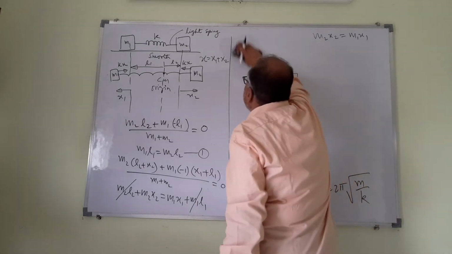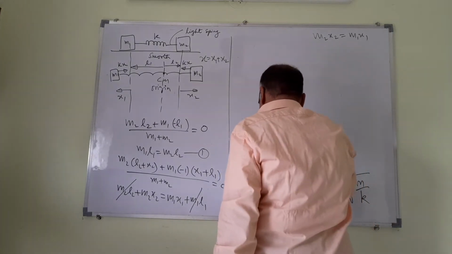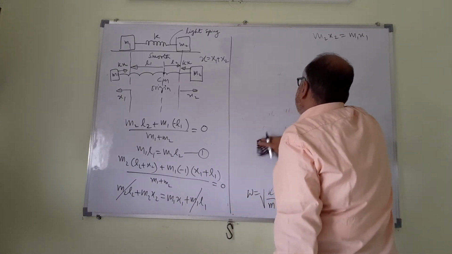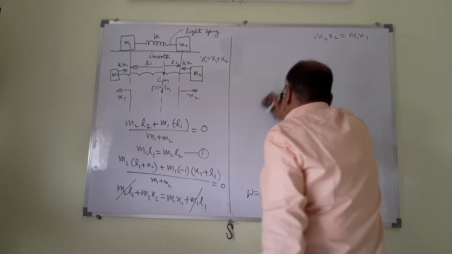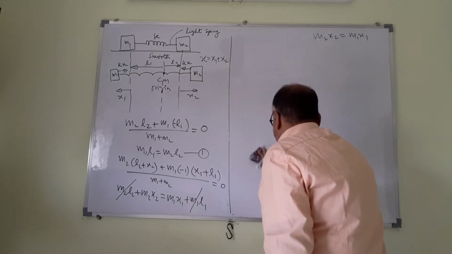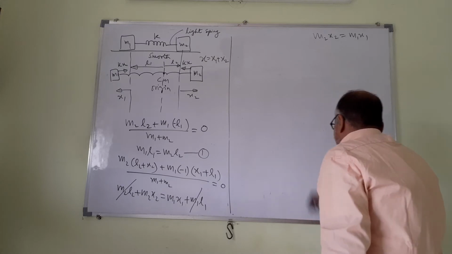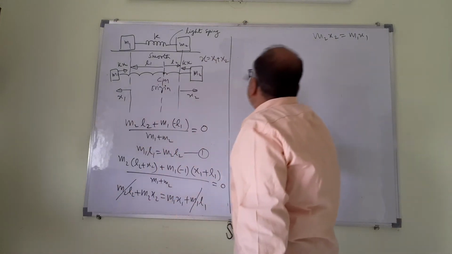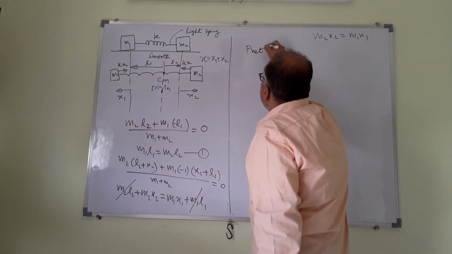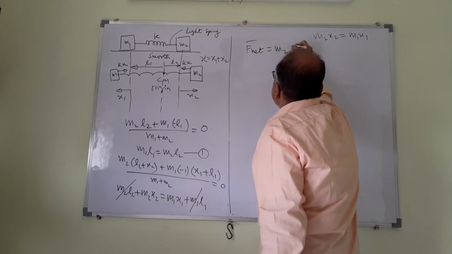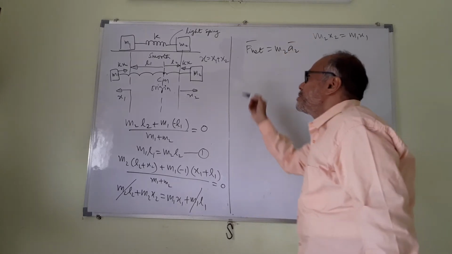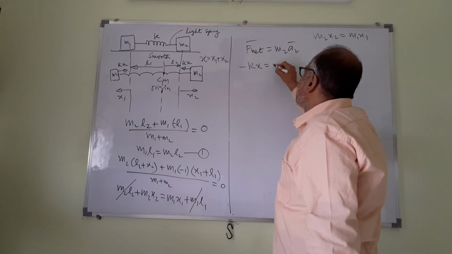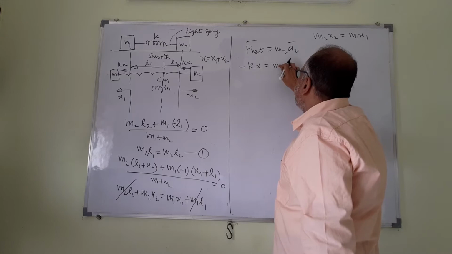Now we will write the force equation for M2. We can write it for M1 also. Both are going to yield the same result. So first let us write the force equation for M2. So I will say F net is equal to M2 into A2. Now again it's a one-dimensional vector. So F net I can say is minus Kx, equal to M2 into A2.